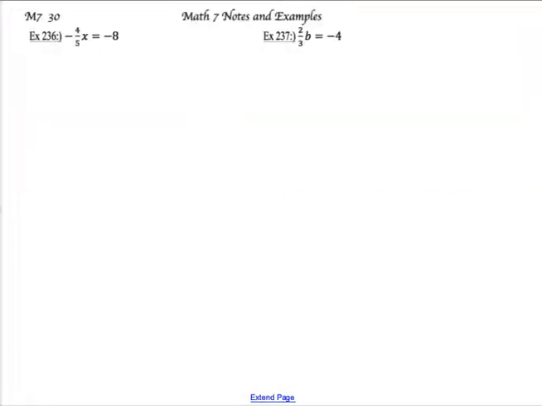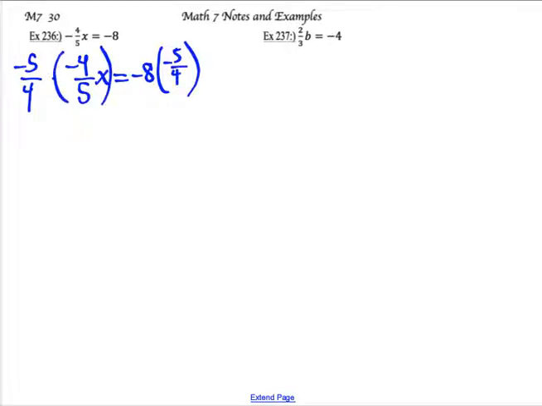Okay, next example. Negative 4/5 times x equals negative 8. I'm going to start by copying it down so that I have room on both sides to do things. I am dealing with a fraction here, so I'm going to want to use multiplication. I'm going to multiply by the reciprocal of negative 4/5, which is negative 5/4. I'm going to throw parentheses around this so that I don't think I'm subtracting.